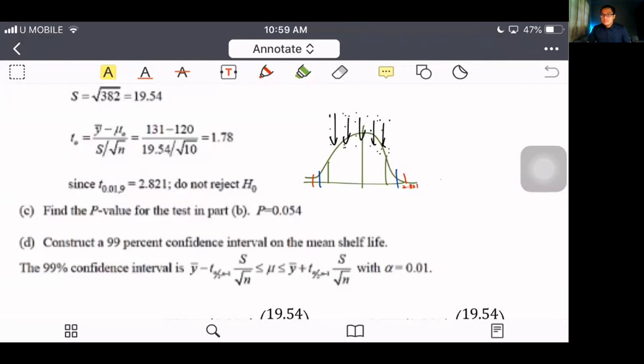So how do you get it again? P is 0.054 using a calculator.